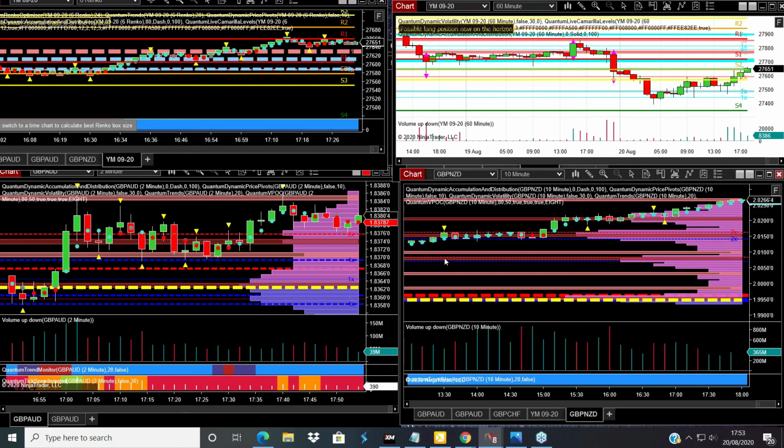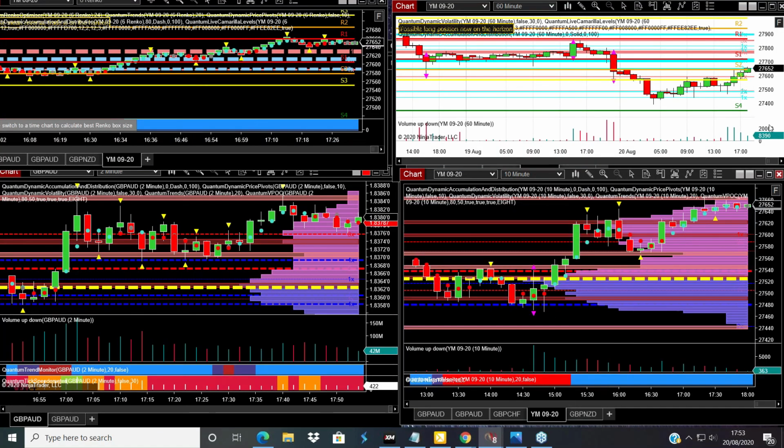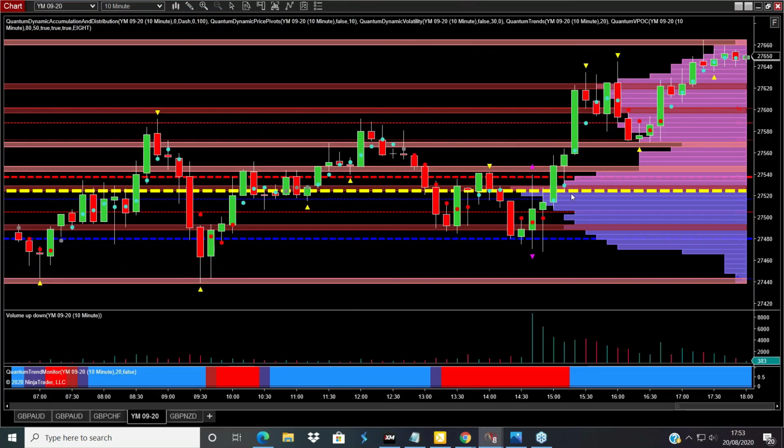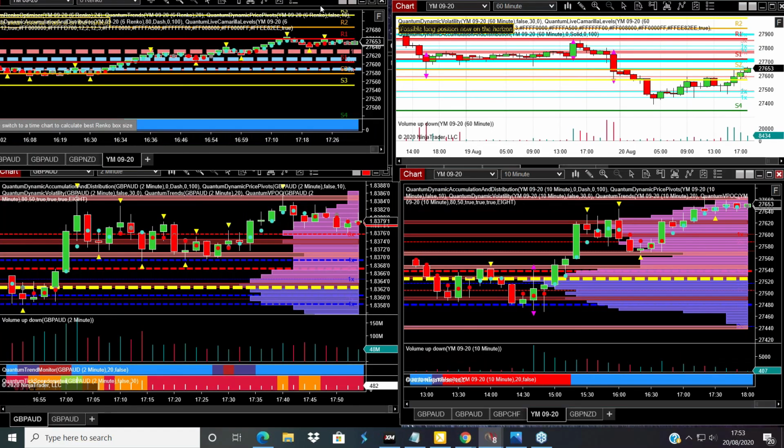I'm going to keep an eye on my YM. Where are we here? There we are. This is really from the open here, following the volatility. It still wants to creep higher. I know what this price wants to do.